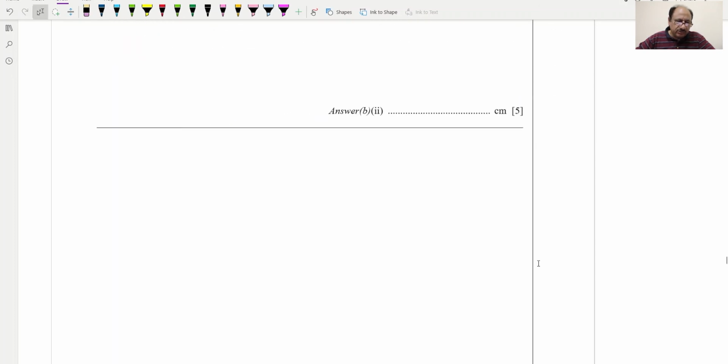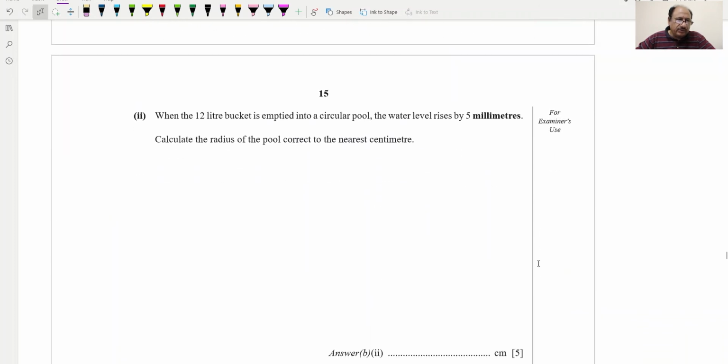Hopefully you understood this. Now we can move to the second part, which says when the 12-liter bucket is emptied into a circular pool, the water level rises to 5 millimeters. Keep in mind this 5 is in millimeters. This is important, they have given it in bold. Calculate the radius of the pool correct to the nearest centimeter.